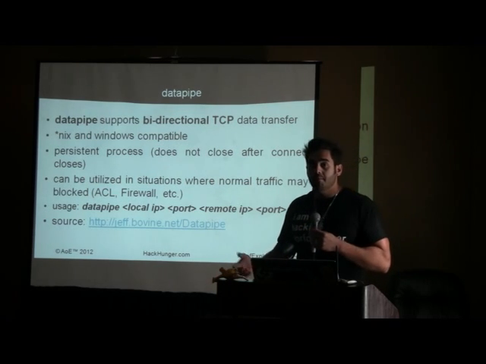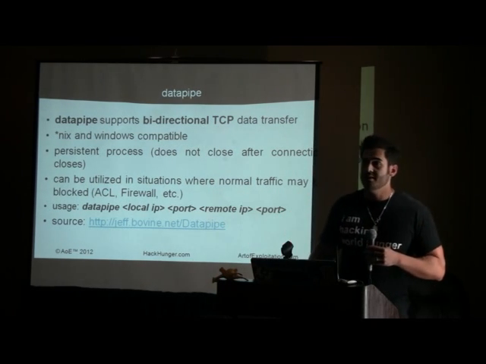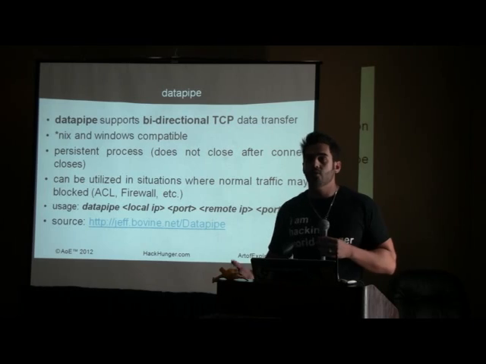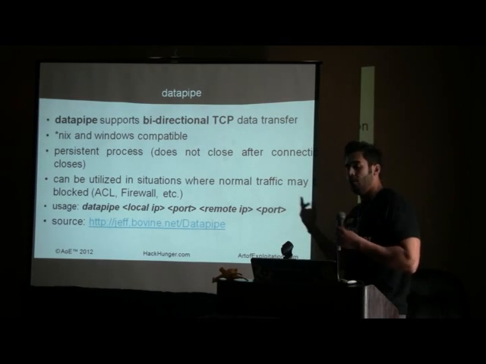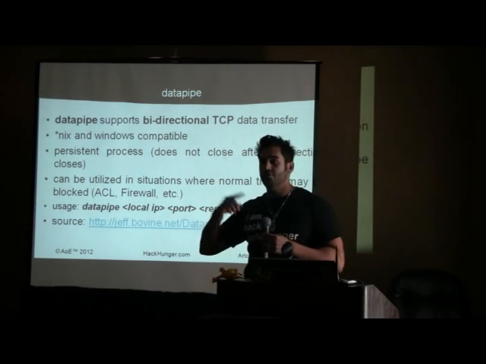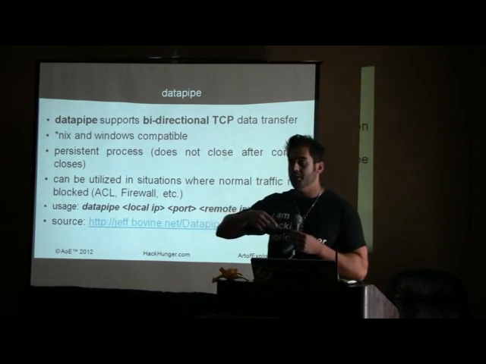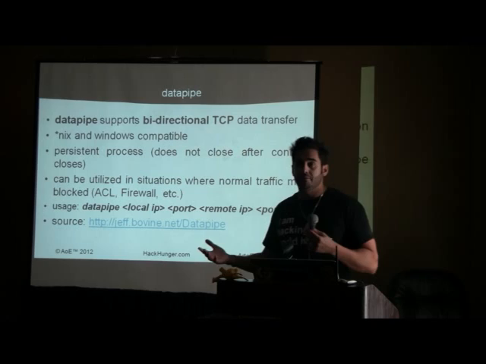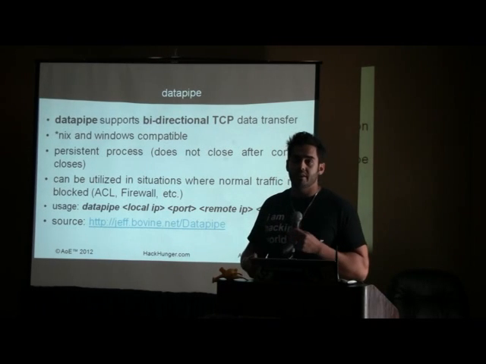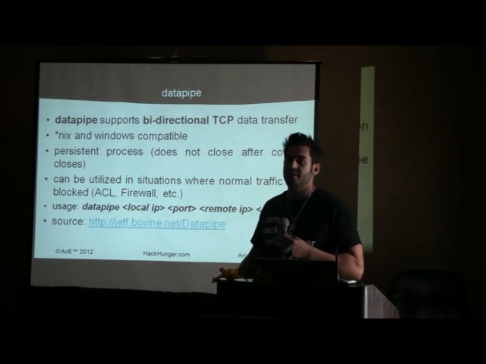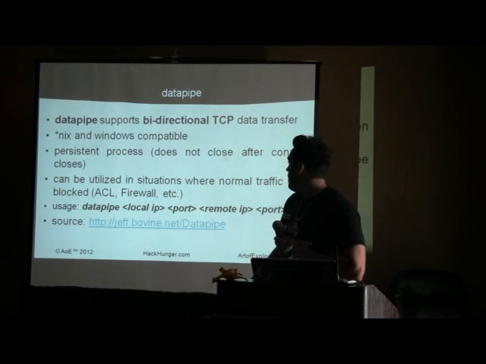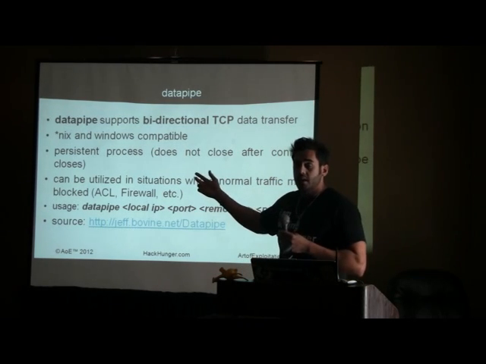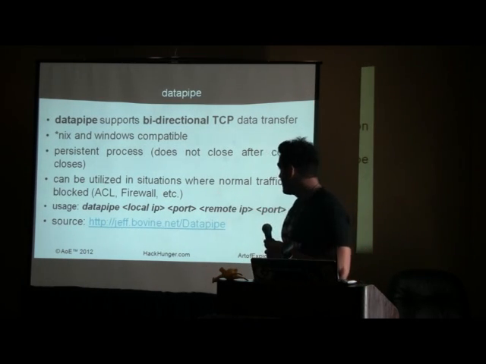The tool is called datapipe. It's a very simple tool. It supports bidirectional TCP traffic only. You only have to set up one pipe and it will take care of the bidirectional traffic. You don't have to worry about the return traffic. It is a persistent process, meaning you'll have to kill it. It doesn't close out after the initial connection, so it will stay resident on that system. And it is Unix and Windows compatible as well, so that's also pretty cool.